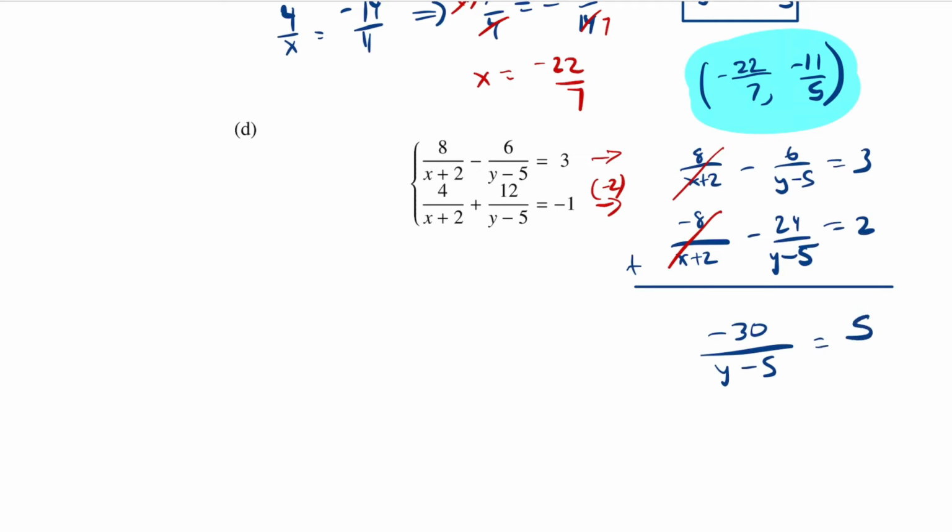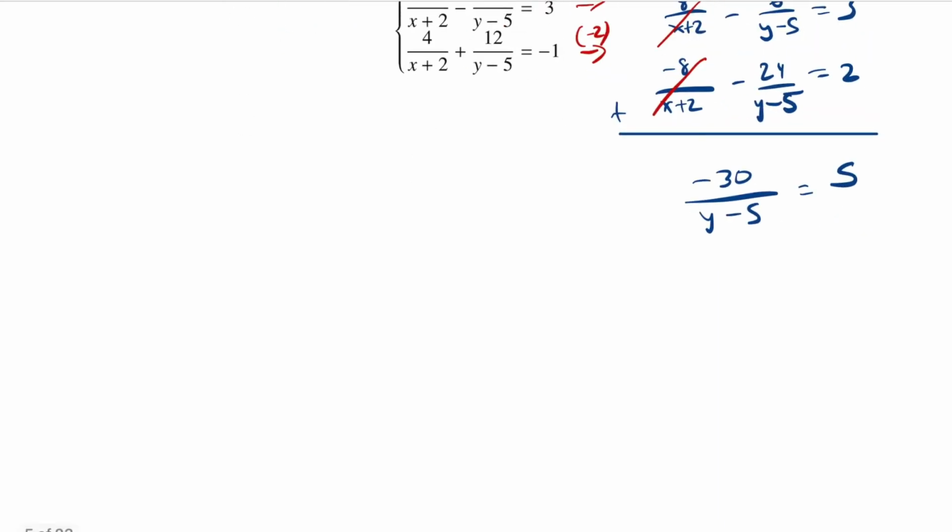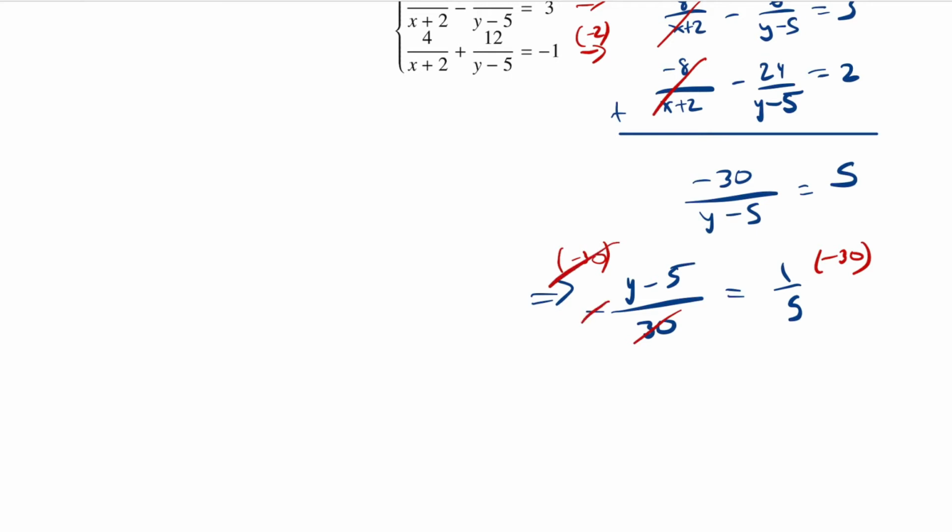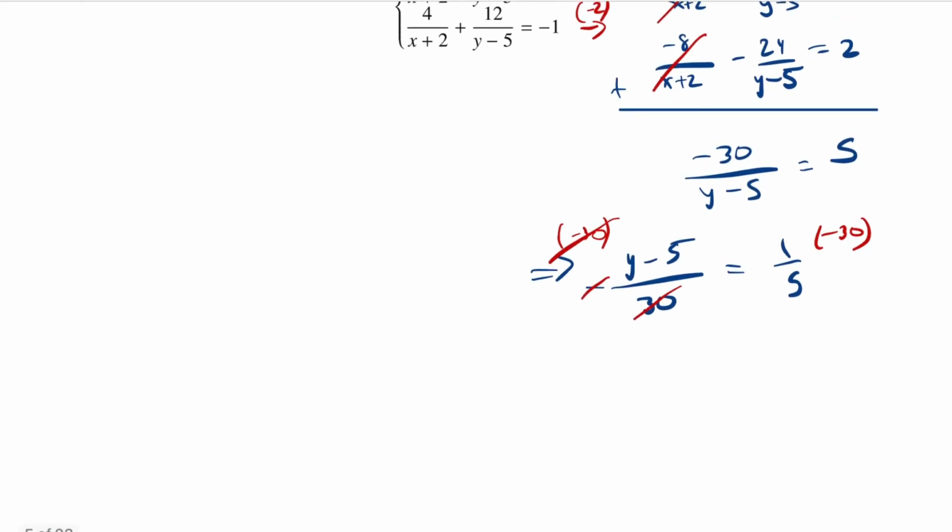I'm going to take the reciprocal of both sides. y minus 5 over negative 30 equals 1/5. And I'm going to multiply both sides of the equation by negative 30 in order to get the denominator out. y minus 5 is going to equal negative 6. Add 5. And our final answer for that is negative 1.